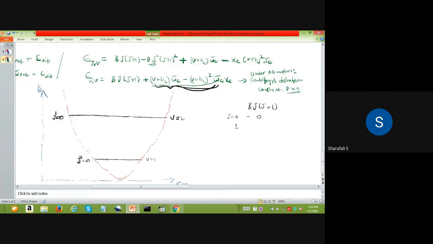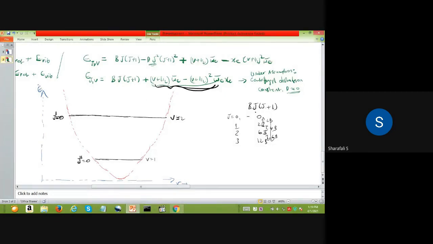When j equal to 1, this quantity will become b into 1 into 1 plus 1, so it will become 2b. When j equal to 2, b into 2 into 2 plus 1, that is 3 into 2, 6b. When it is 3, it will become 3 into 4, 12b, etc. So each time the energy level will be increasing. The difference between energies in this case is 2b, in this case 4b, and here 6b. So each time the energy level difference becomes larger.